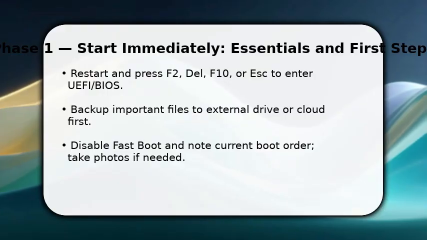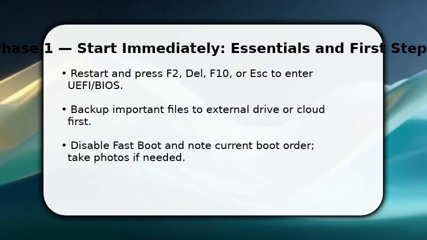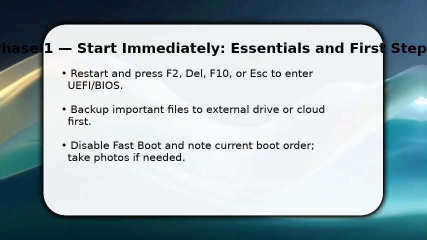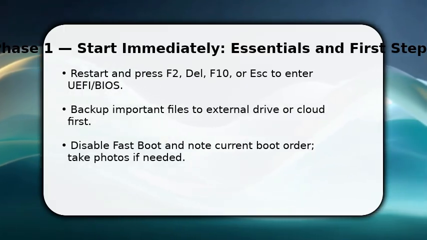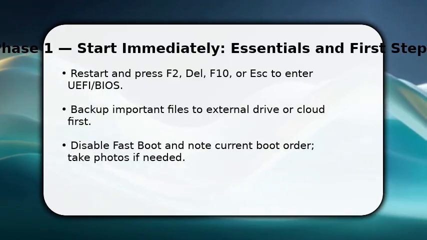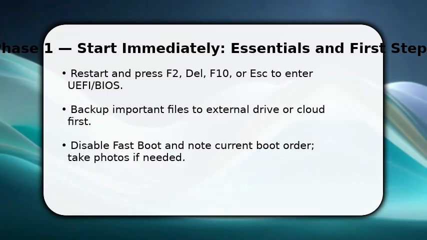Enjoy the video. You start by entering your UEFI firmware. Press the vendor key at boot and go straight to the Boot or Security tab. You must back up data now because removing Windows entries can leave the system unbootable. Disable Fast Boot so settings apply immediately, and make a photo of the current boot order to restore later.